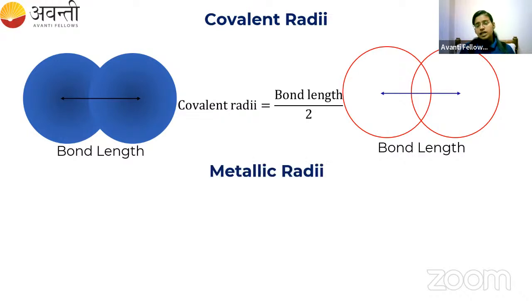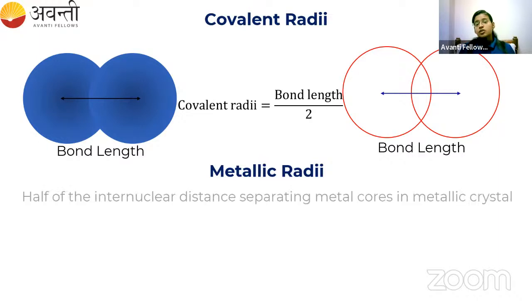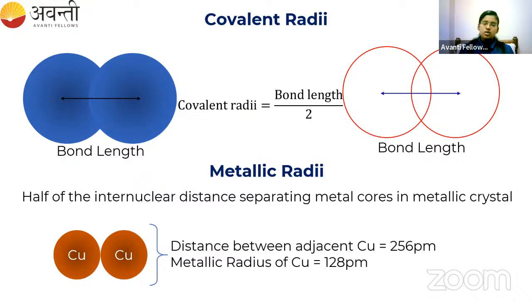So, what is metallic radii? Half of the internuclear distance separating the metal cores in the metallic crystal. For example, I will take copper. Copper is a metal, right? So the two copper atoms will just touch each other. They will not overlap with each other. This is the property of a metallic bond. Two metals will just touch each other and they will not overlap.